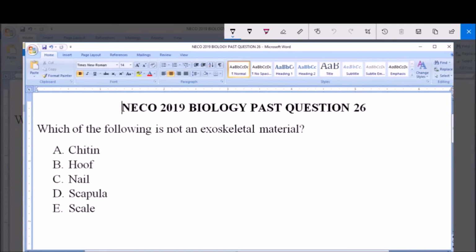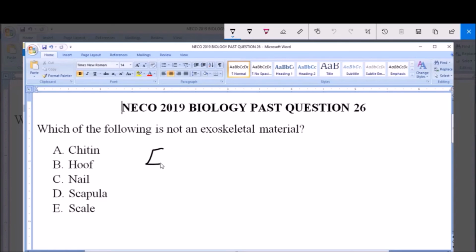I will be answering NECO 2019 biology past question 26. Which of the following is not an exoskeletal material? A. Chitin, B. Hoof, C. Nail, D. Scapula, and E. Scale. Which of the following is not an exoskeletal material?